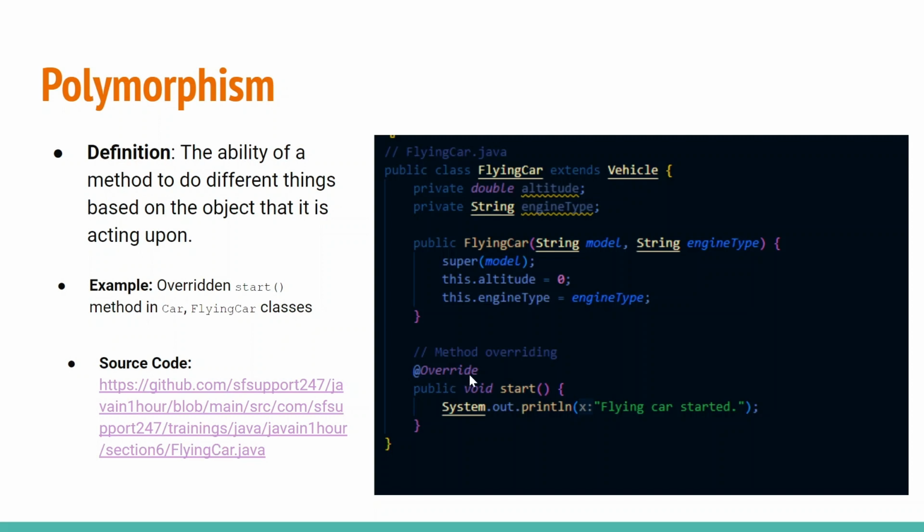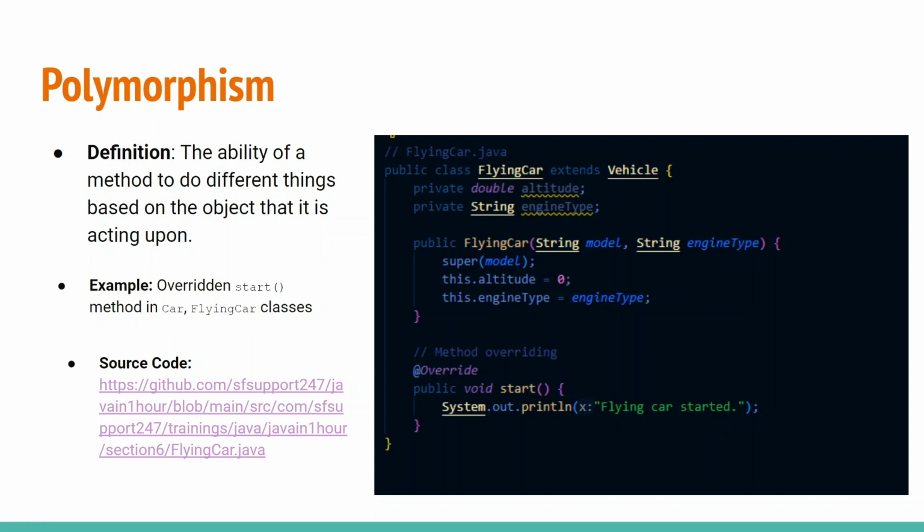Here we annotated it with override. That means the same method is there in the vehicle class also. We are just overriding this method, saying that, hey, this is a flying car. So it says flying car started. In the vehicle class, we might have said vehicle class started. I will go to the example and show you by running these programs as a part of this video.